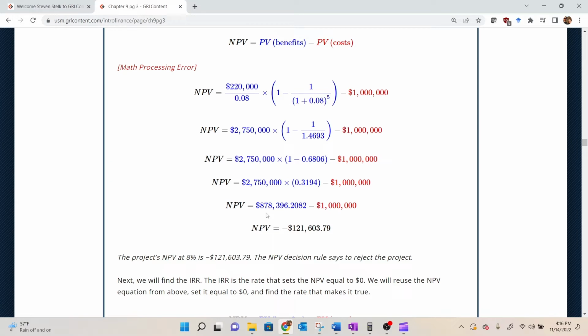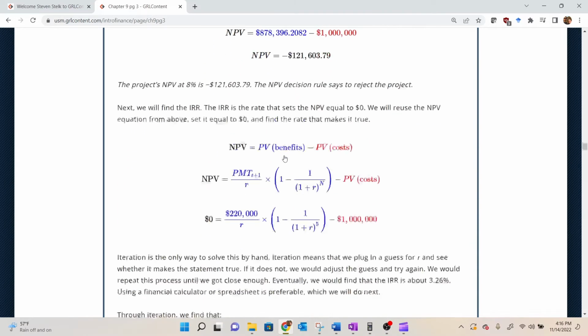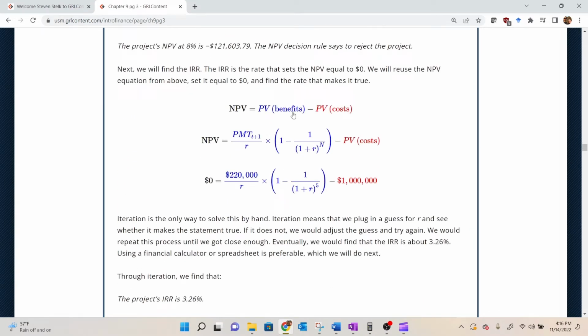We'd figure out that the present value of that $220,000 5-year annuity is $878,000 and change. We subtract the $1 million from that, and we'll get a negative net present value of $121,603.79. Right? That's if we wanted to use the formulas. Now, if we wanted to calculate IRR and do it by hand, we would use the exact same setup, but recall that IRR, internal rate of return, is the rate at which net present value equals 0.